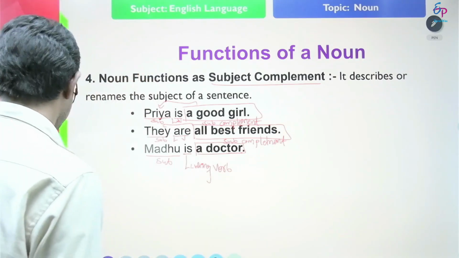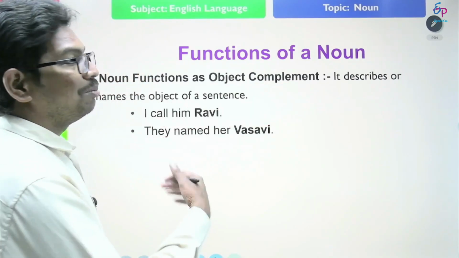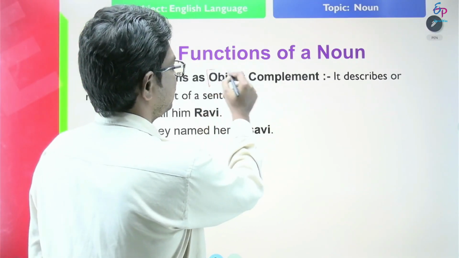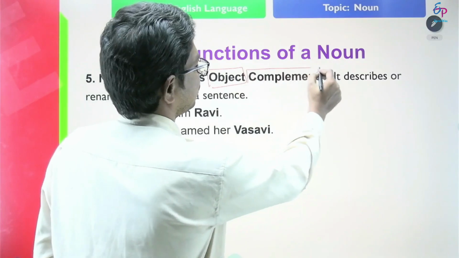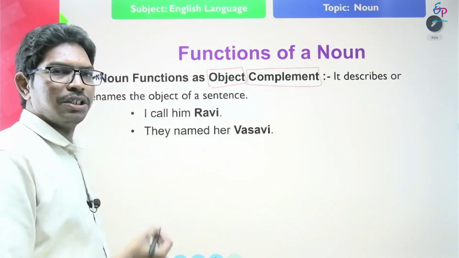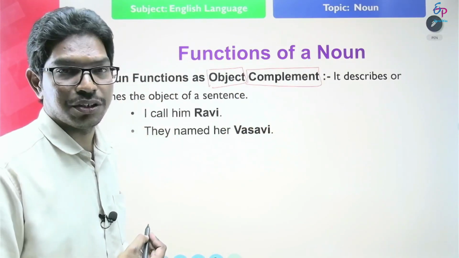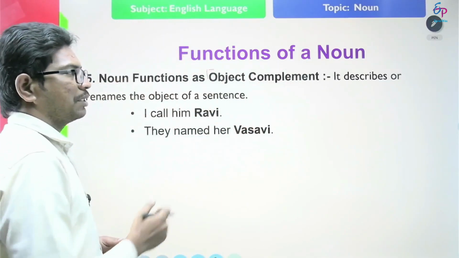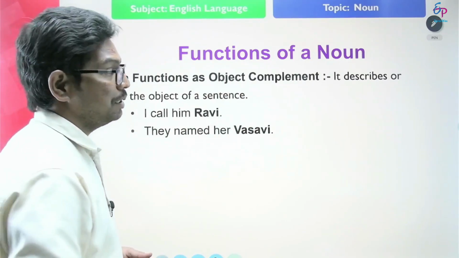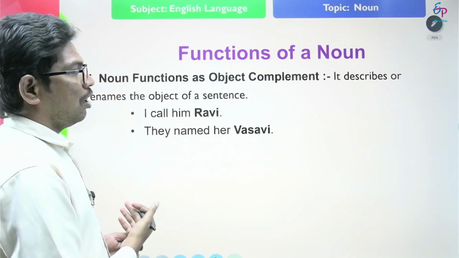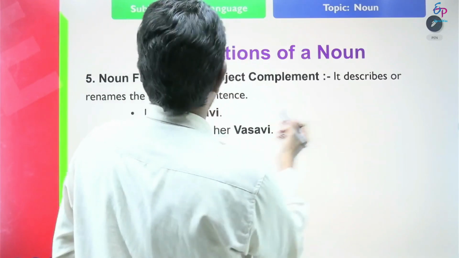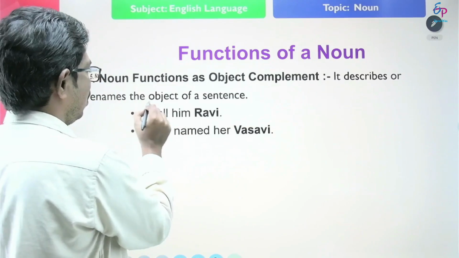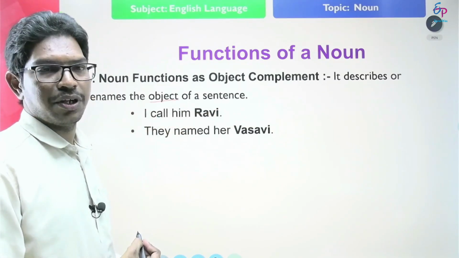Next, let us discuss how a noun functions as an object complement. The meaning is in the name itself: object complement. What is an object? We already discussed it: it receives the action. Let us look at some examples. And what is an object complement? It describes or renames the object of a sentence.